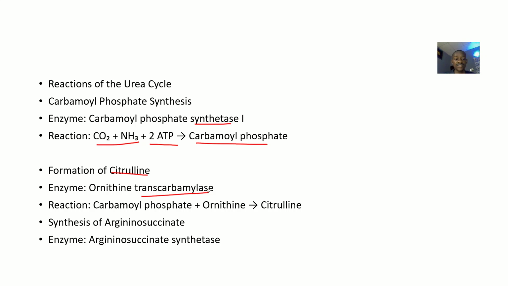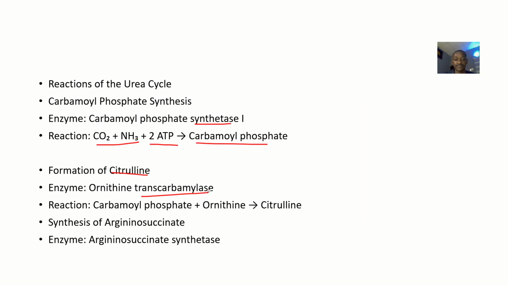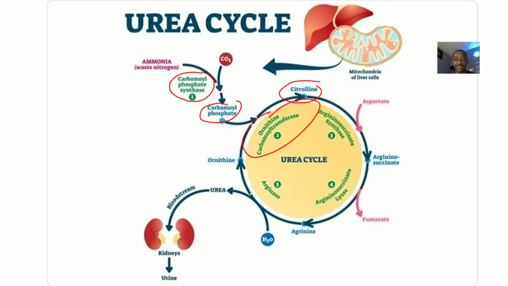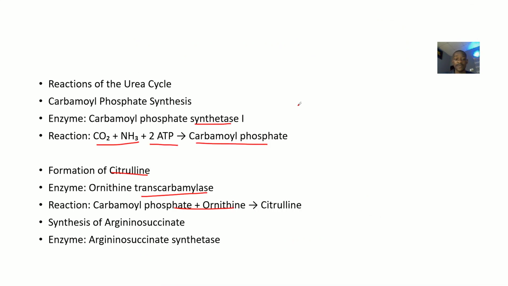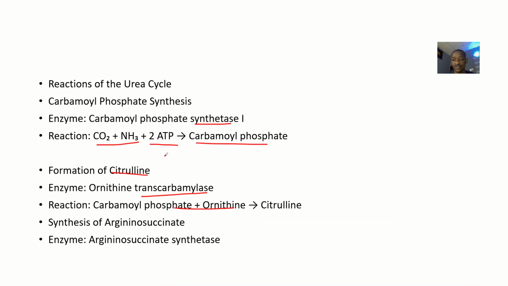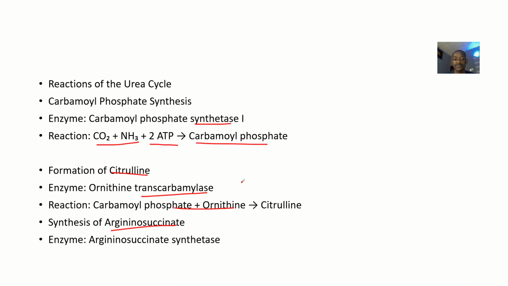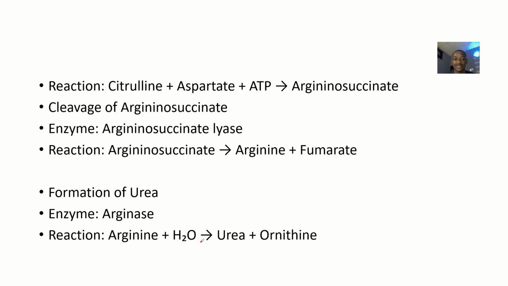What is the reaction here? The carbamoyl phosphate that was formed here will combine with ornithine. Ornithine is here, carbamoyl phosphate. They combine to form citrulline. Then the next synthesis is the formation of argininosuccinate. What is the enzyme there? Argininosuccinate synthase.